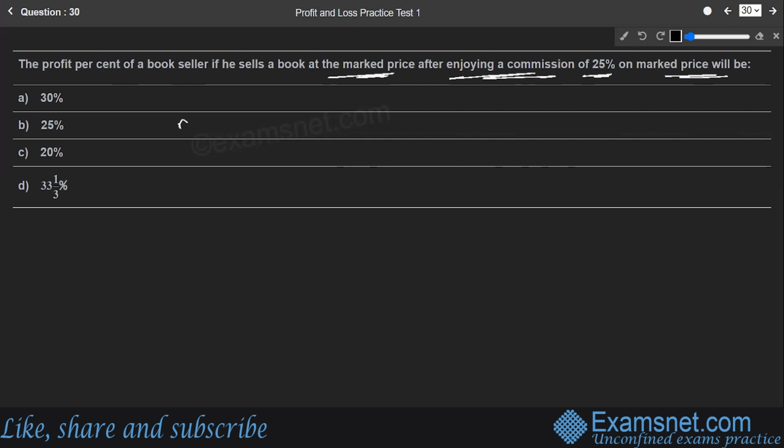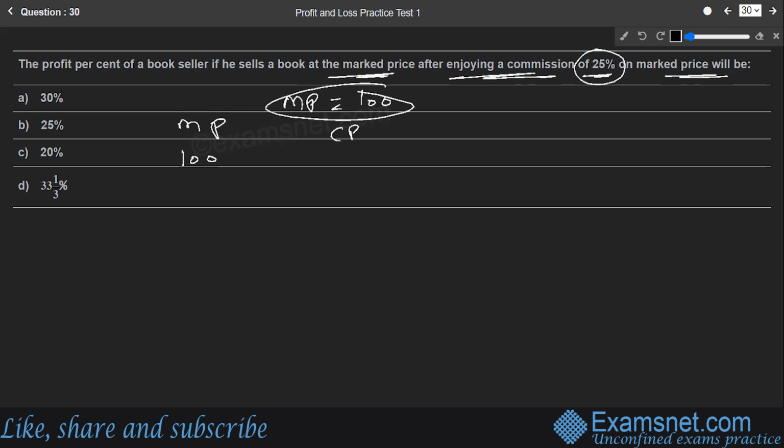Okay, so what all things are given to us? See, there is no value given here, only the percentage things are given. So in this type of situation, we can assume any value as the mark price. So let me assume MP as 100 and we can use things on 100 only. So the mark price value is 100 and the cost price to the shopkeeper is how much? They said he has enjoyed 25% commission. He has enjoyed 25% commission on the mark price already. So the cost price should be how much?